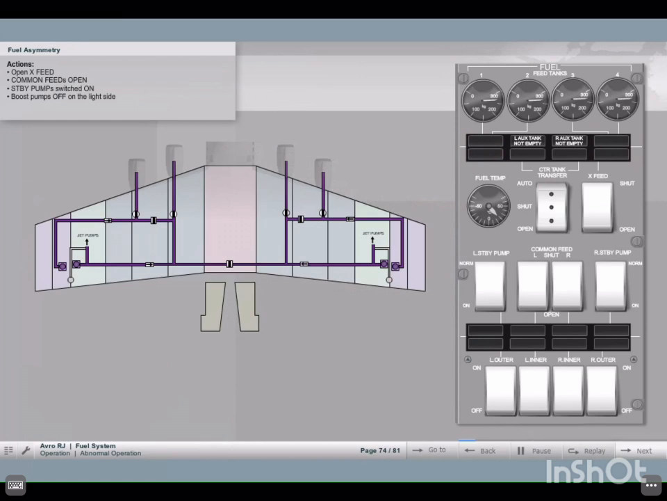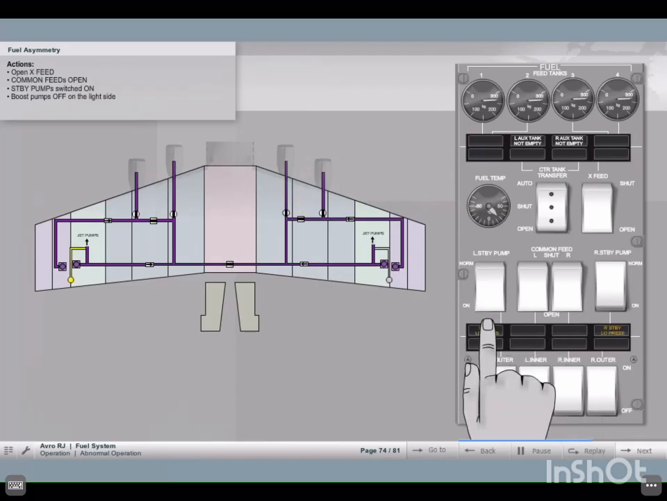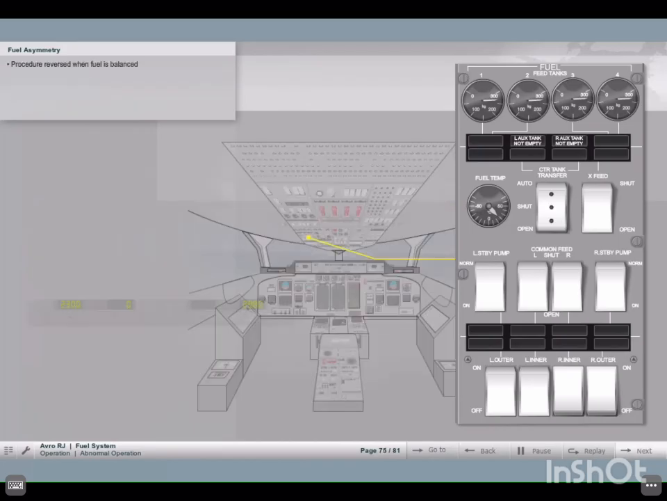The first action is to open the cross-feed. The common feeds are then opened. Then the standby pumps are switched on. Finally, the boost pumps are switched off on the light side. This procedure is reversed when the fuel is balanced.